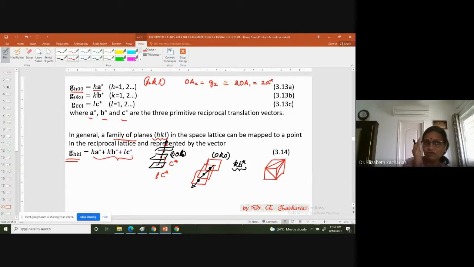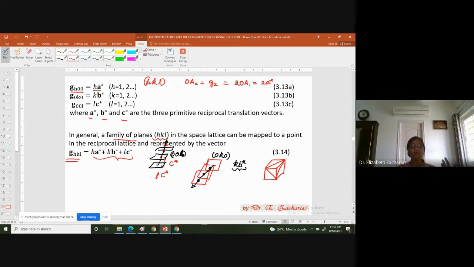For this, you have to understand, first of all, how you're doing the indexing of the plane. H00 stands for planes which are parallel to the BC plane. H can take values 1, 2, 3, etc. Similarly, 0K0 are planes which are parallel to AC. Similarly, you can talk about 00L. 00L planes are parallel to AB.